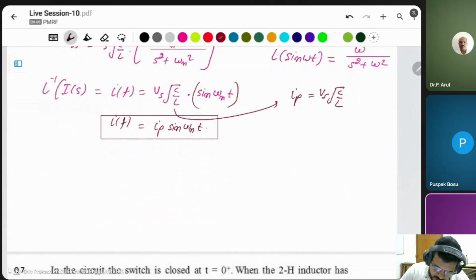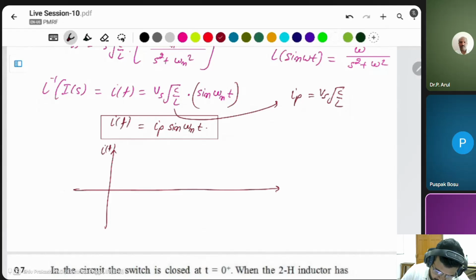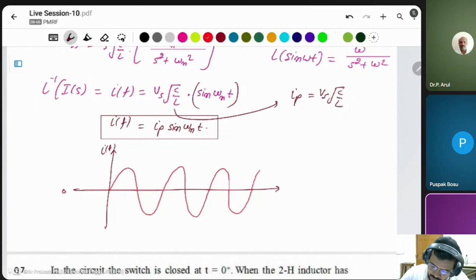Sinusoidal signal, you know about the sinusoidal signal? What is the waveform of a sinusoid? Like that. Peak value is IP and minus IP. Same thing, we get this one.